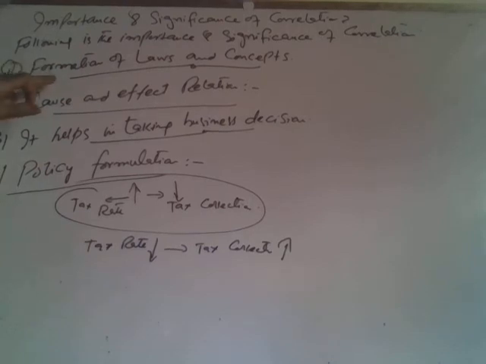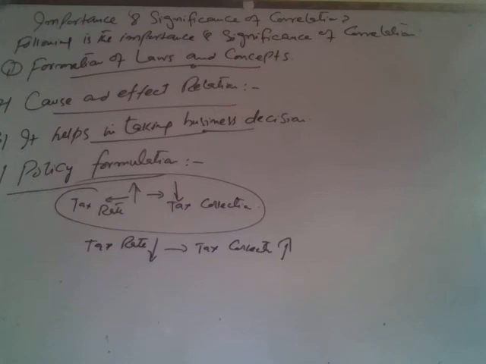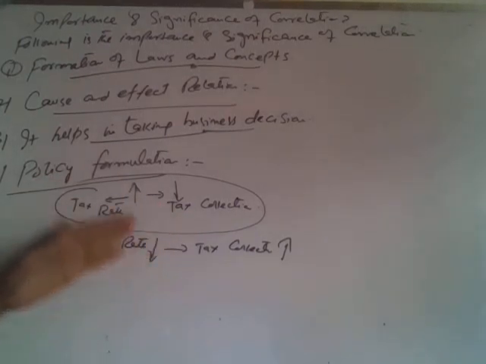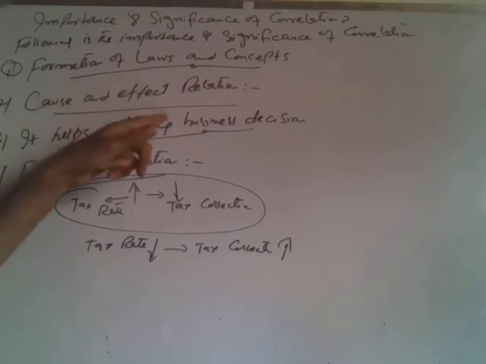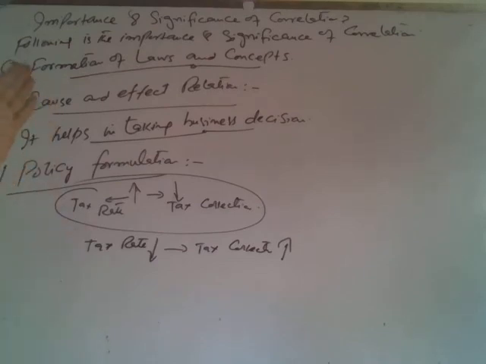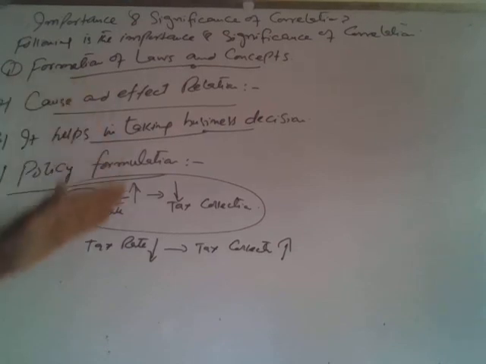First is it is important in formation of laws and concepts in economics. When we are able to see the relationship between two variables, we can make the law, we can make the concept. Cause and effect relationship. What is the cause and effect relationship between the two variables? It is the correlation which helps us to know the cause and effect relationship.